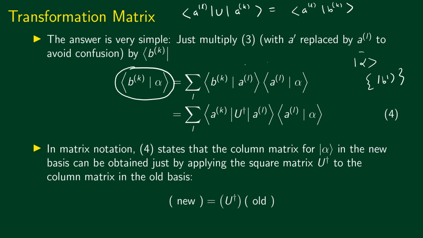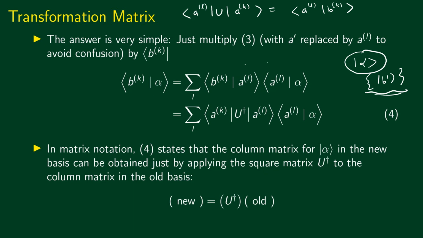What we need is the expansion coefficients of ket alpha in this basis, right? These expansion coefficients are nothing but bra b_k ket alpha. This would be the elements of the column matrix that represents ket alpha in the new basis.